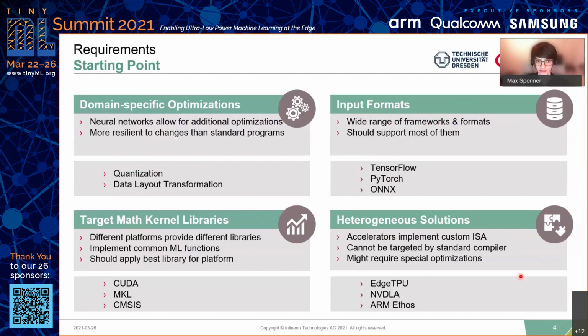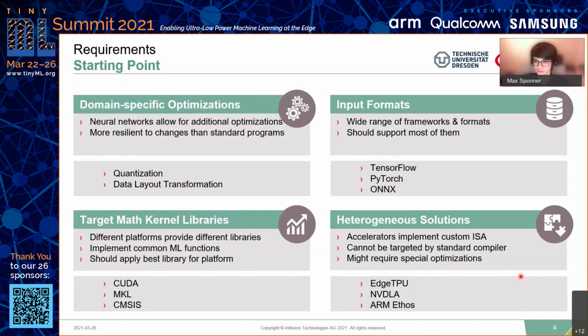The first one is the ability to target domain-specific optimizations. So the toolchain should automatically perform typical deep learning optimizations. For the embedded use case, the most important is probably the quantization, where the floating point weights and intermediates are replaced by fixed point representations to reduce the computational overhead and enable deep learning on hardware without floating point capabilities.